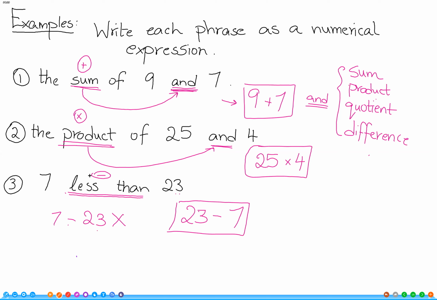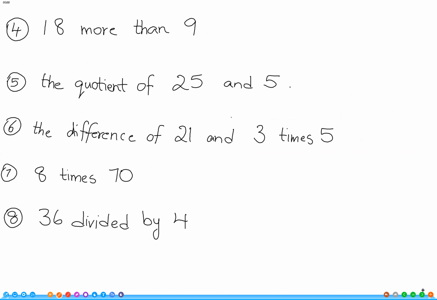Excellent. Our next example is 18 more than 9. Again, the words more than mean addition. In this case, more than is also going to be treated like less than. It will switch the order of the numbers. So I cannot write it 18 plus 9. It would be 9 plus 18.